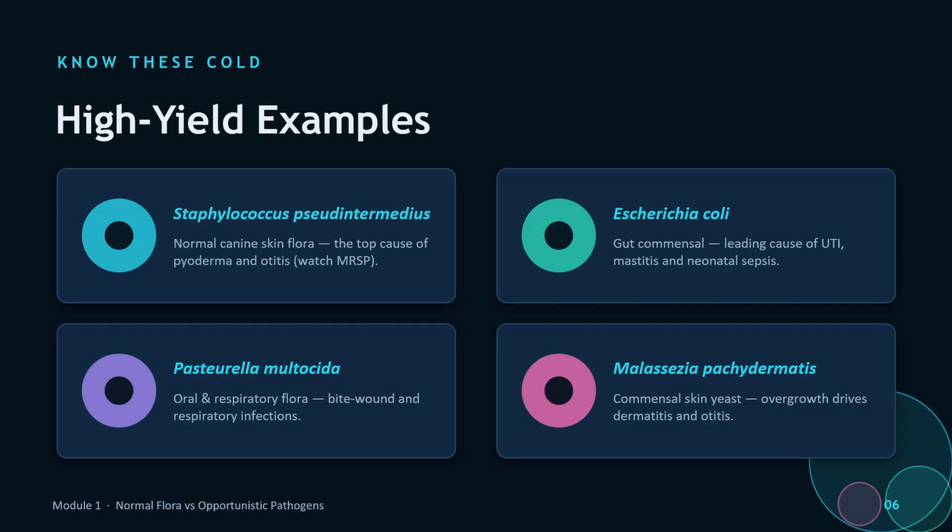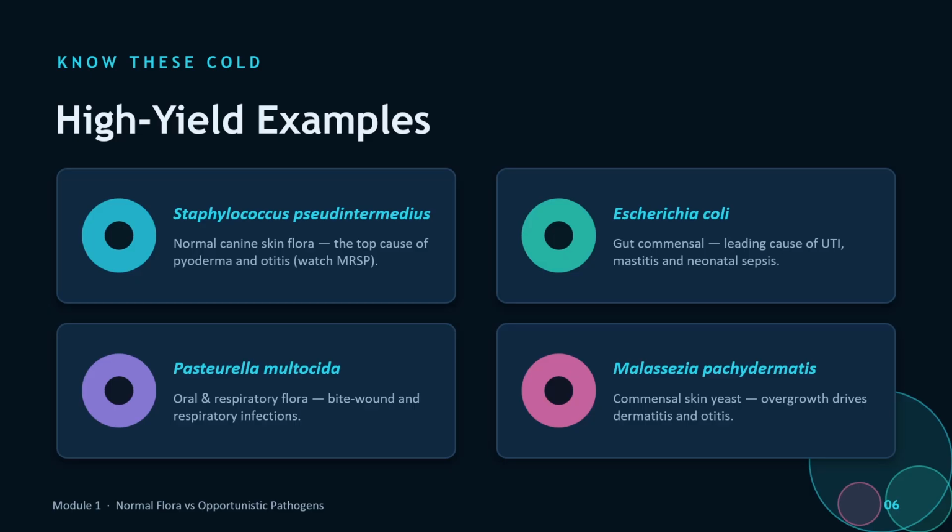For organisms where this concept is tested constantly in exams and in practice: Staphylococcus pseudintermedius is normal flora on canine skin and mucosa, yet it is the single most common cause of canine pyoderma and bacterial otitis. The methicillin-resistant version, MRSP, is a major and growing concern, which is why you don't reflexively treat every skin swab. E. coli lives quietly in the gut, but is the number one cause of urinary tract infection, and it also drives mastitis and neonatal septicemia, a textbook case of right organism, wrong place.